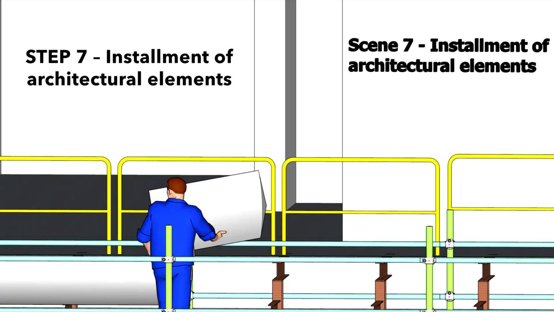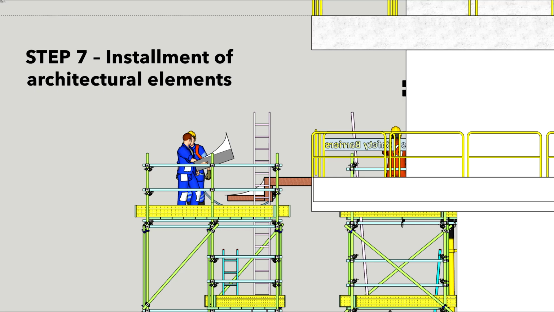In step 7, we turn our focus to the installment of architectural elements, which is a detailed and often final touch in the construction process. As you observe the worker handling a large panel, consider the importance of proper manual handling techniques. Think about the weight and dimensions of the materials and how these factors influence the approach to their safety and secure installation. Examine the safety measures already visible in the scene.